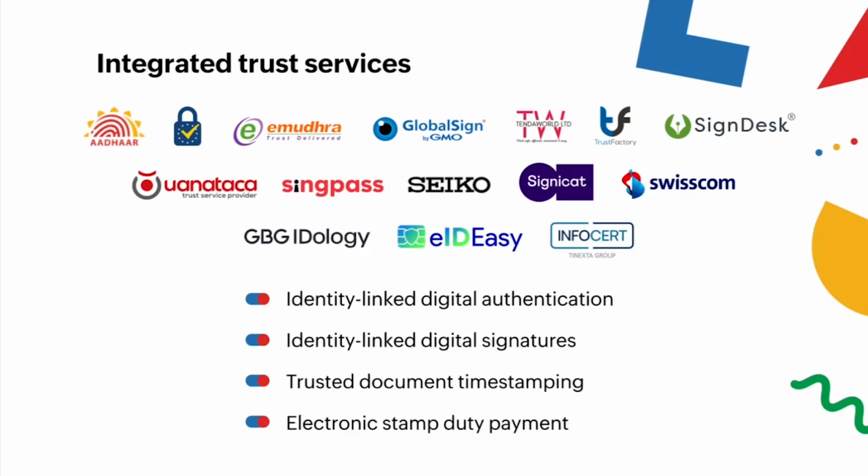So what we do as of now in Zoho Sign to enforce trust is we have identity linked authentication, we have identity linked signatures. We also have something called trusted document timestamping, which allows us to fetch timestamps from federal accredited bodies. And we also have stamp duty payment that is electronically done. I'm not sure if that's available in the US at this point, but it is available in some other geographies. But slowly but surely, we are going to be expanding on these services being available across the globe with more and more bodies integrated with Zoho Sign.